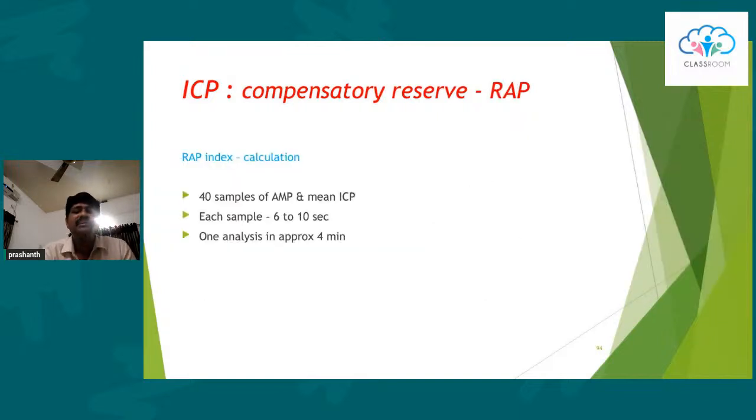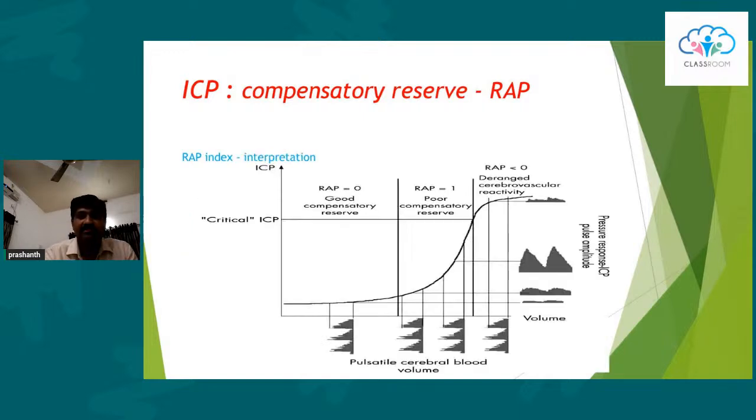The other compensatory reserve measure that you can derive from ICP monitoring is the relationship between the amplitude of the arterial waveform and the mean ICP. So this is a moving correlation coefficient of 40 samples, which is taken in a time frame of every 6 to 10 seconds. And it is analyzed continuously. So this waveform is a moving average which keeps changing with every 6 to 10 seconds of data recording.